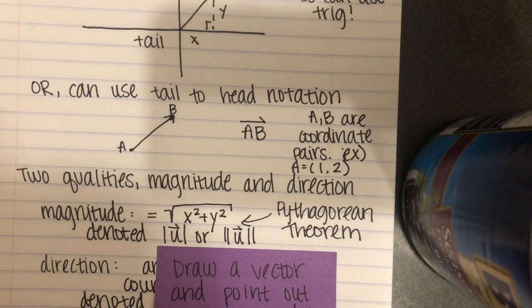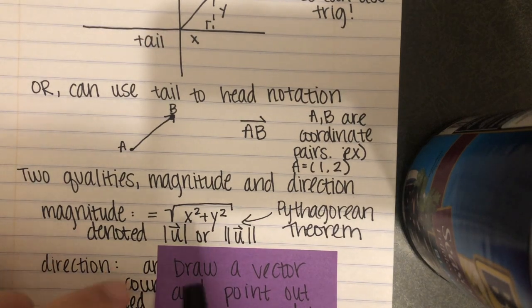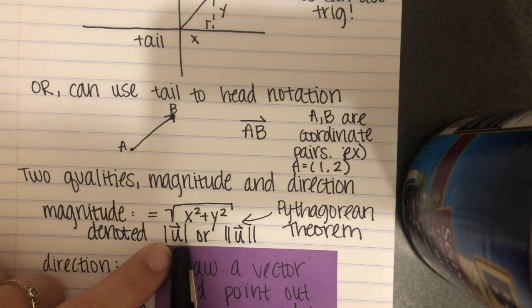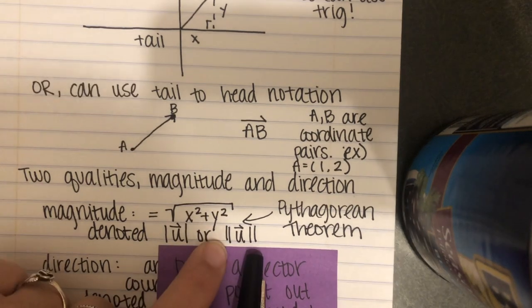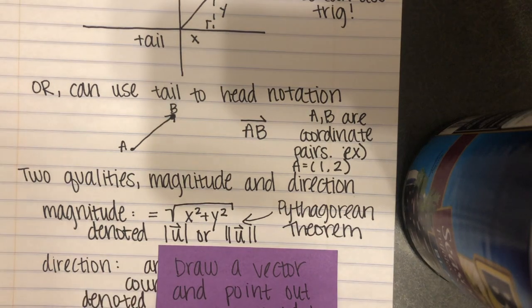And that is the Pythagorean theorem, because this is a right triangle up here, and it's denoted with these two little lines around the vector. Or you can have 4 lines around the vector. It's the same thing, but there's some stuff in linear algebra that kind of gets confusing, so it's your choice.